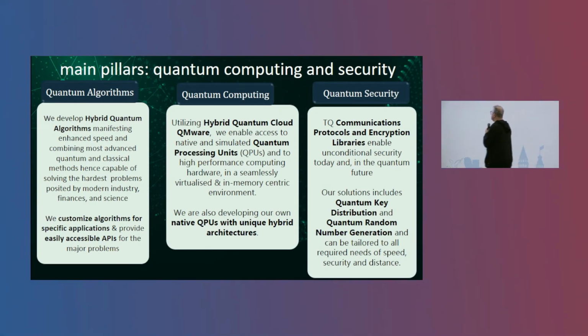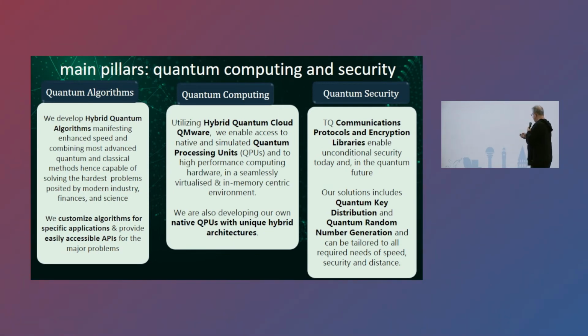Then we have quantum computing. We work together with QMware, and we have a hybrid quantum cloud. Basically, we develop hybrid structures, and we also develop our own quantum processing units with unique hybrid architectures.